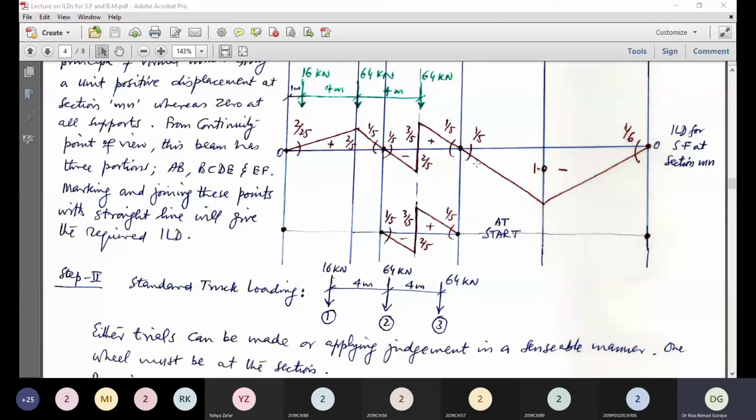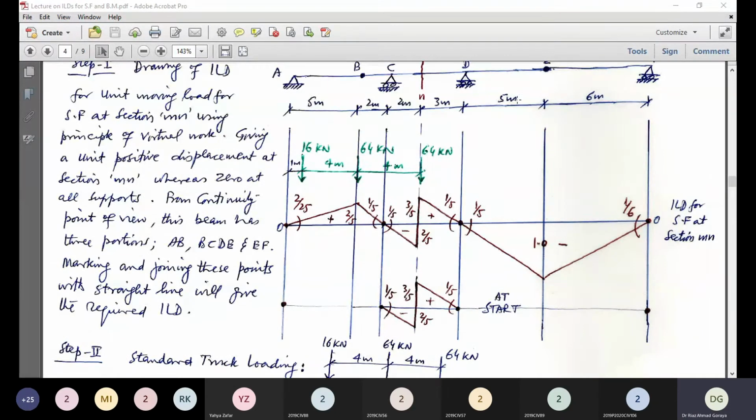These are the slopes, 1 by 5. This is 1 by 5. This distance is 5 meter horizontal distance. So slope 1 by 5 into 5, 1. So this horizontal distance is 6 meter. So this ordinate is 1. So this slope is 1 by 6. So this ordinate is 2 by 5 and this horizontal distance is 5 meter. So this slope is this ordinate divided by this horizontal distance, so 2 by 25. So in this way, the influence line diagram for shear force at section MN will be drawn.